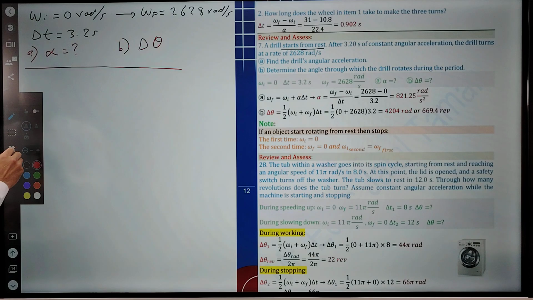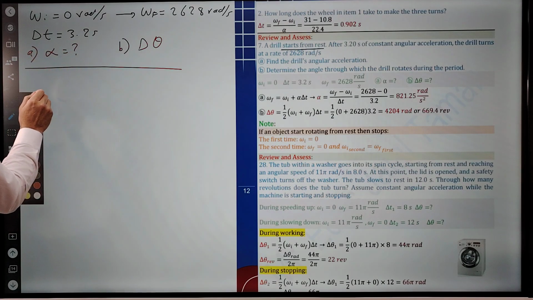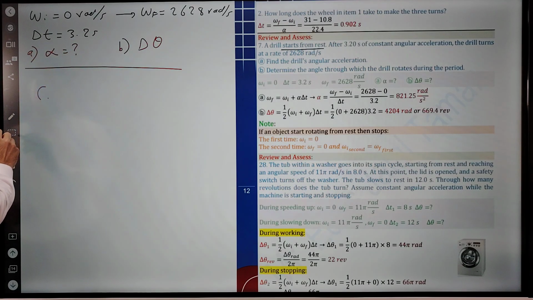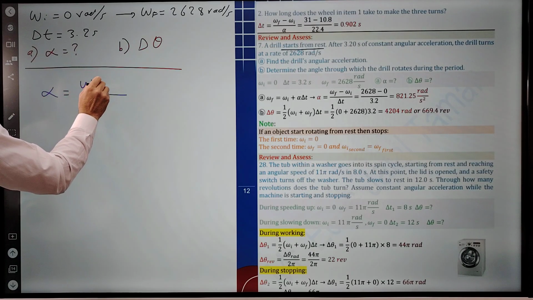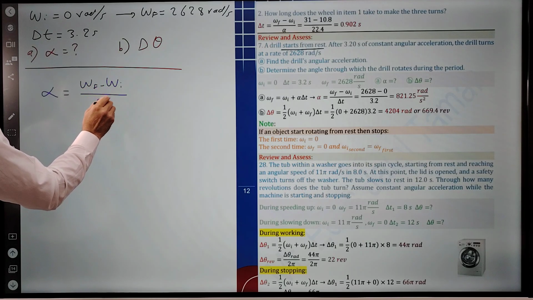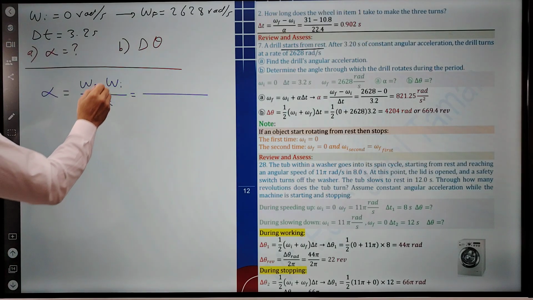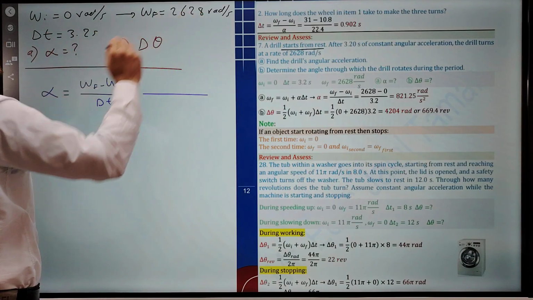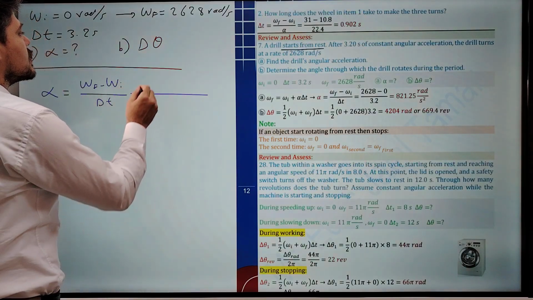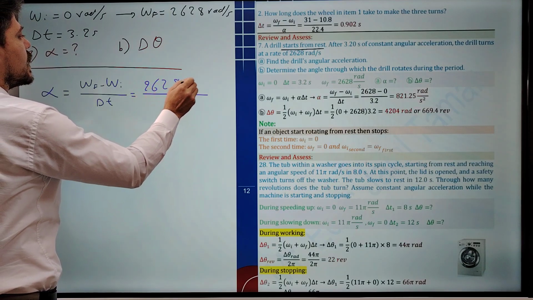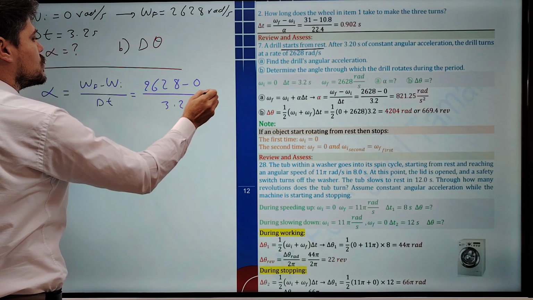To find the angular acceleration, because in this question the angular displacement is not given for branch A, that is why we have to use this equation. Angular acceleration is equal to omega final minus omega initial divided by t. Replace: omega final was given. This is speeding up from 0 to this number. For speeding up, the angular acceleration is positive. 2,628 minus 0 divided by 3.2.